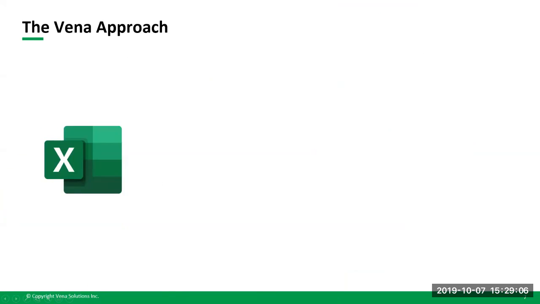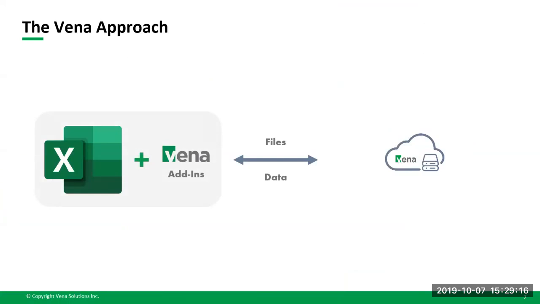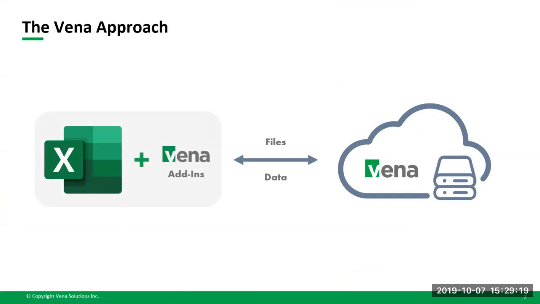So for the Vena approach, we still have Excel available, but we've added Vena's add-in, as well as our server. Our approach is that we store your files and data on our server separately and then use the add-ins to combine those two inside Excel. This really lets our users have the best of both worlds, allowing us to handle the big data needs while allowing the calculation design and user experience to stay in Excel, which is what we see Excel as best at.